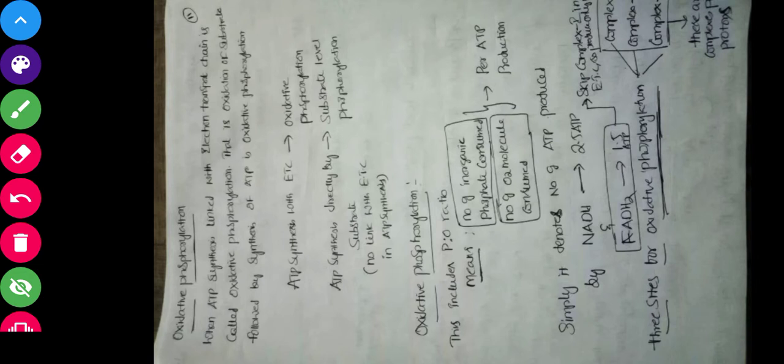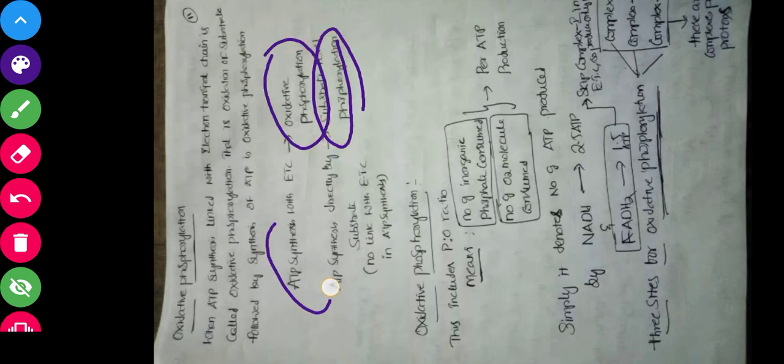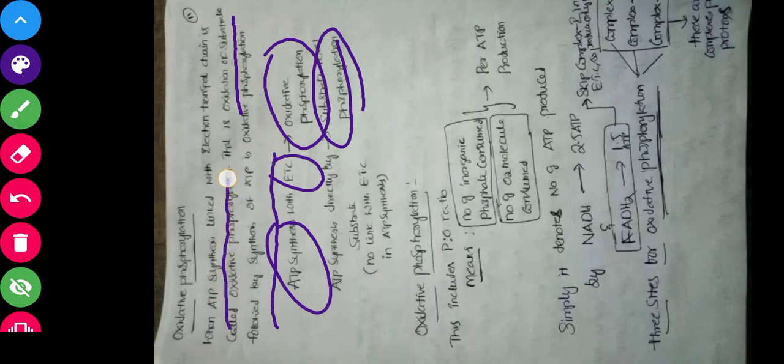When ATP synthesis is not linked with the electron transport chain reaction, that is called substrate level phosphorylation. Oxidative phosphorylation is ATP synthesis linked with the electron transport. First, oxidation of substrates will take place, followed by the synthesis of ATP. When the ATP synthesis is linked with the electron transport chain reaction, that process is called oxidative phosphorylation.